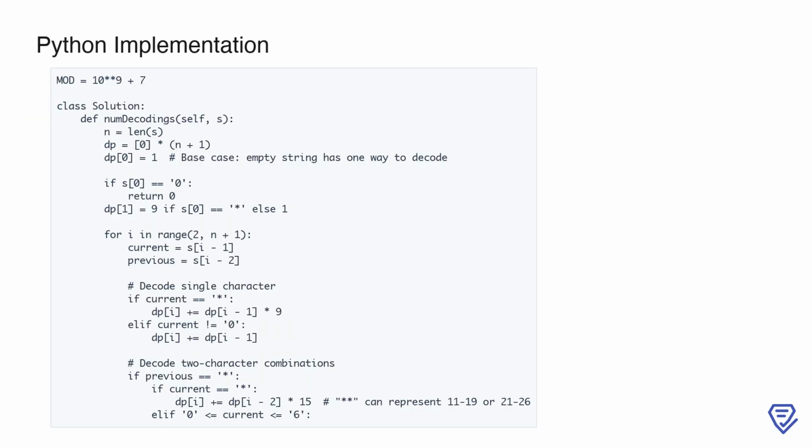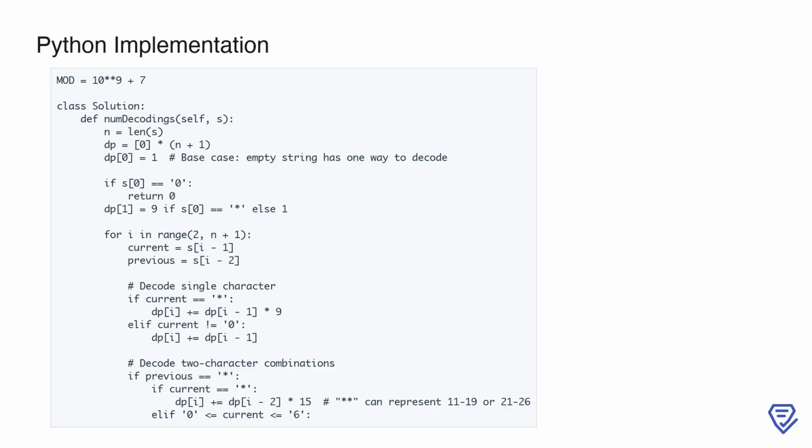To implement the solution, we begin by defining a constant called mod, set to 10 to the power of 9 plus 7, which will help us handle large numbers by taking results modulo this value. We then define the numDecodings function within the Solution class. The input is a string s, and we start by calculating its length, storing it in n. Next, we initialize a dynamic programming array dp of size n plus 1, filled with zeros. The base case is that an empty string has exactly one way to decode, so we set dp[0] to 1.